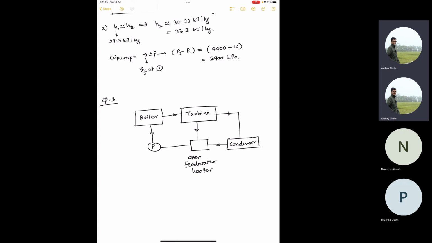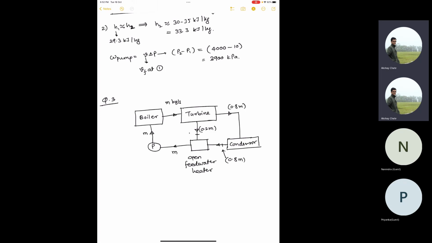Here it was given in the question that 20% of the steam coming from the boiler is going to the open feed water heater. So let's say m kg per second of steam was going to the turbine, 0.2 m was going to the open feed water heater, and 0.8 m was going from the turbine to the condenser. Now here also, at this point the mass flow rate will be 0.8 m, and again when it mixes it becomes m, and that's how the mass balance works out.